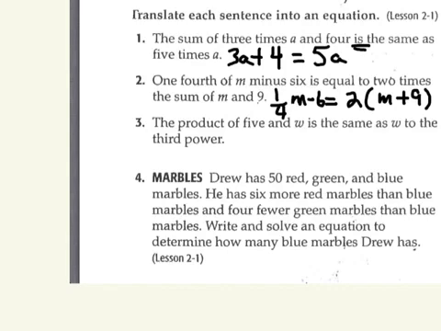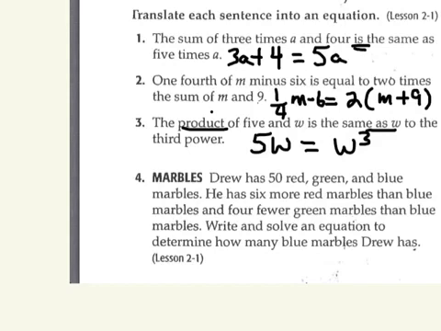All right. This next one, the product. Product means multiply, the answer you get when you multiply. The product of 5 and w is the same as w to the third power. So that's 5w is the same as w to the third power. This next one is going to require a little bit of space.